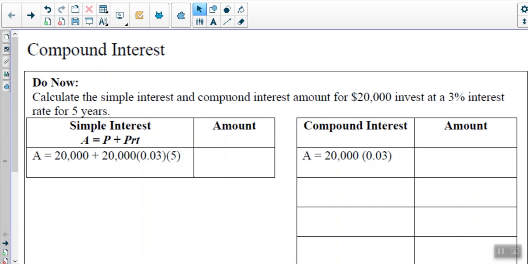First, I want you guys to do this question. This is the do it now, where you're comparing simple interest versus compound interest. I'm going to go ahead and pause my recording. I want you guys to fill in the table and we'll check our answers here in just a few moments.